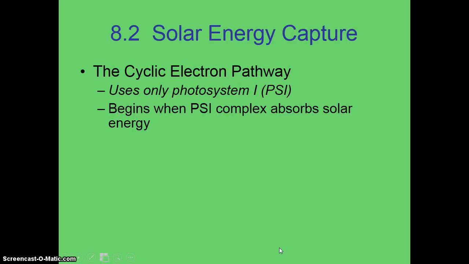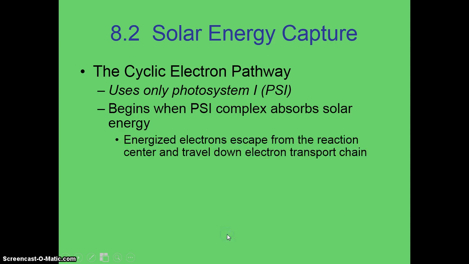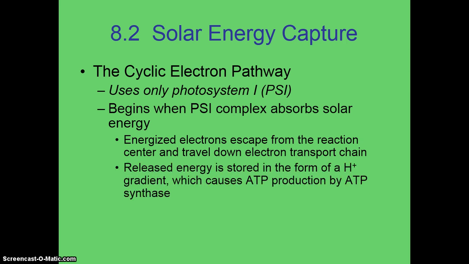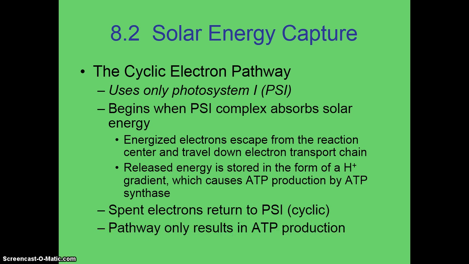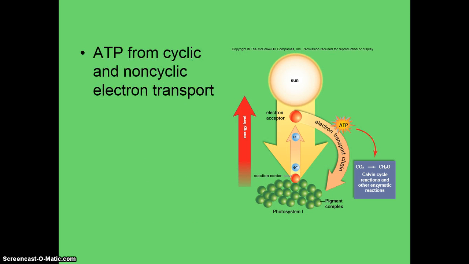Let's take a look at the cyclic electron pathway. This pathway only uses photosystem 1. It starts off with the photosystem 1 complex absorbing solar energy, and then the energized electrons escape from the reaction center and go down the electron transport chain. This releases energy that is stored in the form of a hydrogen ion gradient, and that causes ATP production by the enzyme ATP synthase. The spent electrons return to the photosystem 1 complex, and that in turn makes it a cyclic pathway. The pathway only results in ATP production. No NADPH is produced.